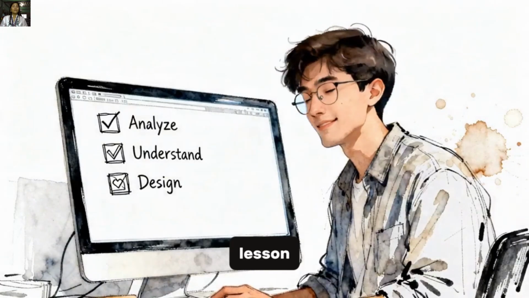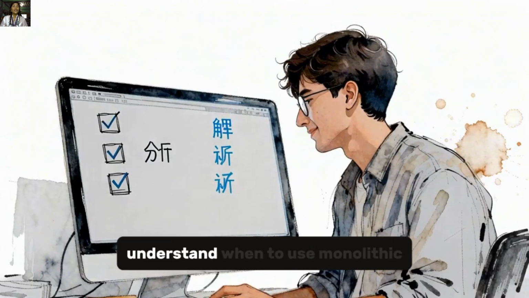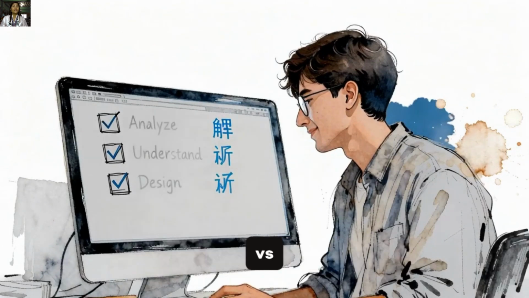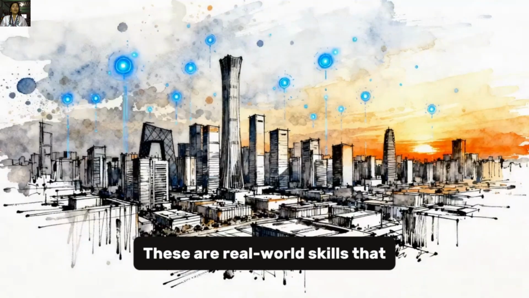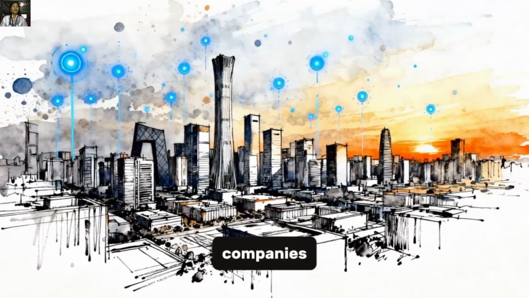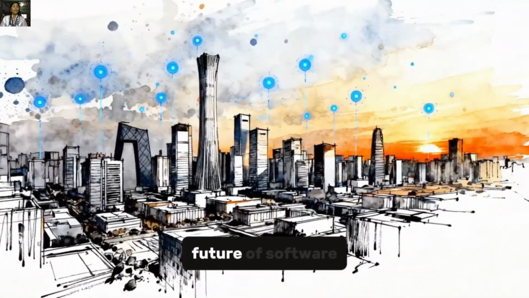By the end of this lesson, you should be able to analyze architectures, understand when to use monolithic versus microservices, and design scalable systems. These are real-world skills that companies expect from IT professionals. Let's start building the future of software.